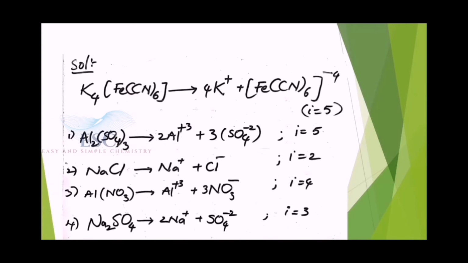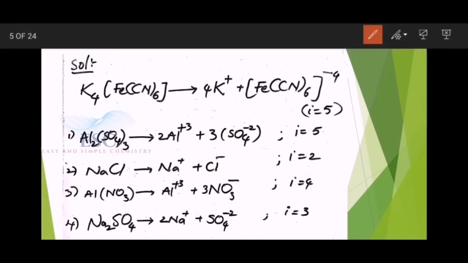See the solution. K4[Fe(CN)6]: just divide it into ions, the number of cations and the number of anions. How many cations and how many anions are here? That is equal to the Van't Hoff factor. See here, 4 potassiums are there, and only one [Fe(CN)6]. 4 plus 1, the Van't Hoff factor i is equal to 5. So which option has i equal to 5?